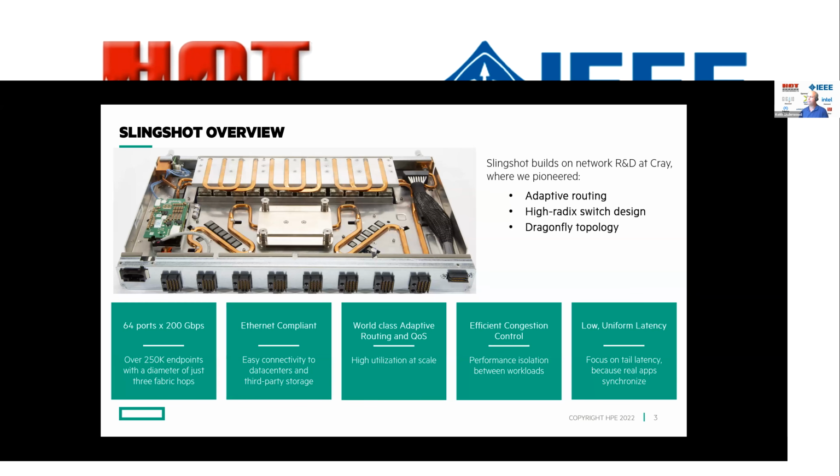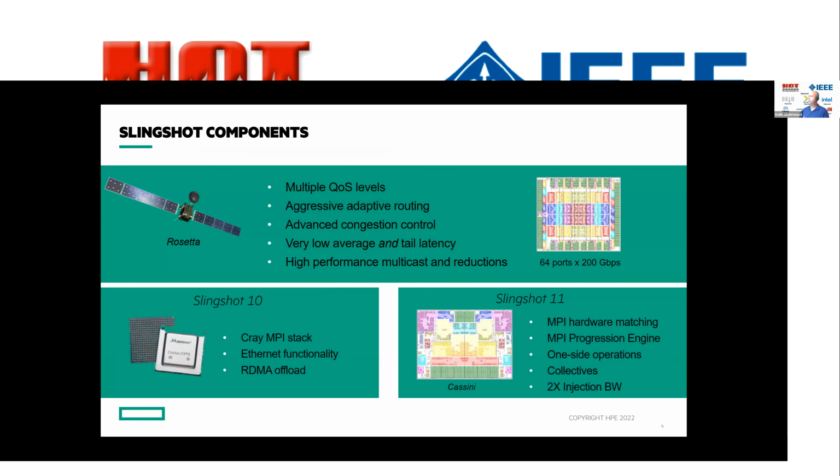And then we put a lot of focus on low, uniform latency across the system, because tail latency is important because real applications synchronize across the system. If you've got one message that takes 10 times as long as all the others, your synchronization runs at the speed of that slowest message. So we look at the components of Slingshot, and I promise I'm getting to Cassini. I just wanted to set up the context for people who might not be familiar with Slingshot.